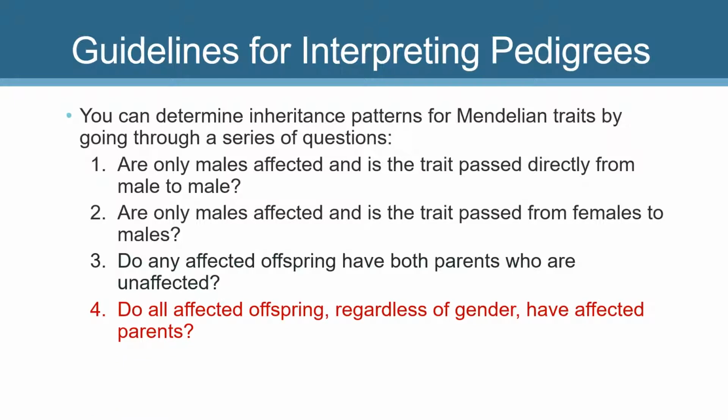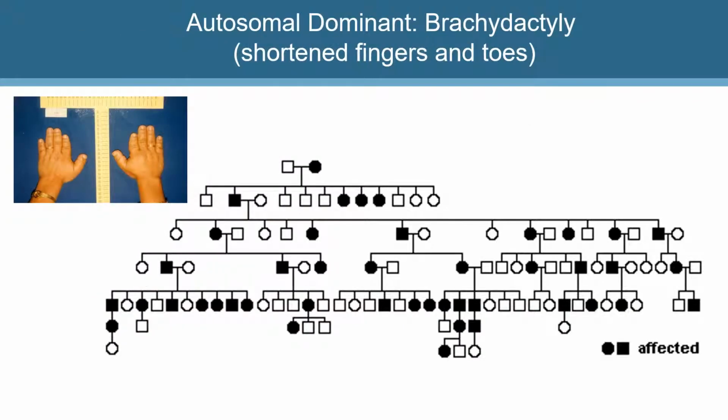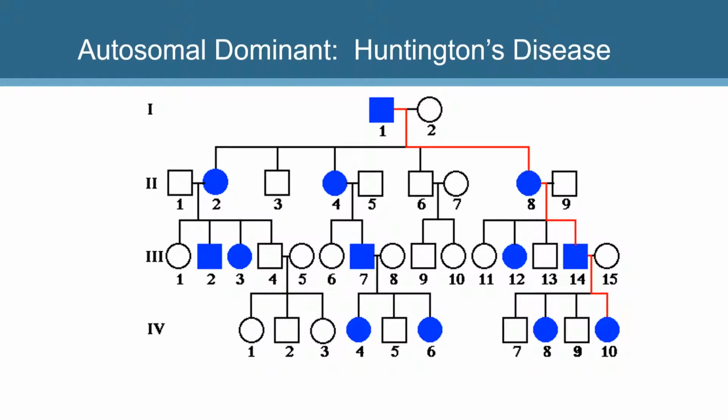The next question you can ask is, do all affected offspring, regardless of gender, have affected parents? In this case, this is an example of an autosomal dominant trait. Dominant traits are found in every generation. Dominant traits are also often found in genes that encode structural or developmental proteins, as in the case of brachydactyly, or shortened fingers or toes.